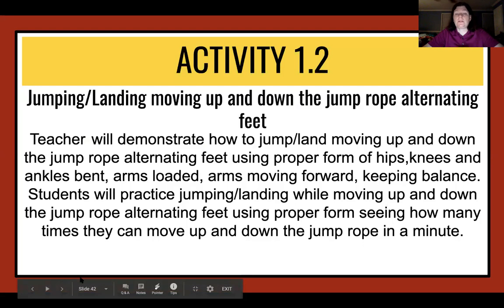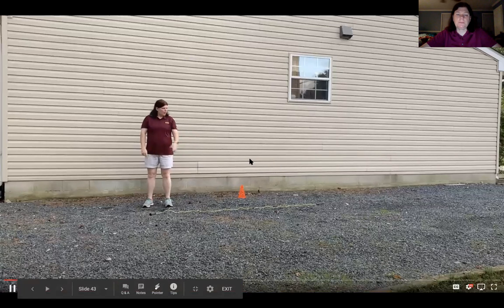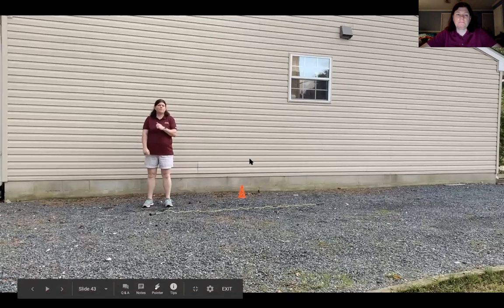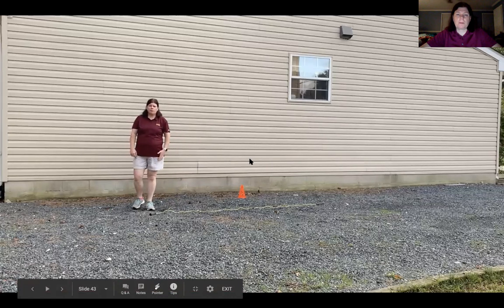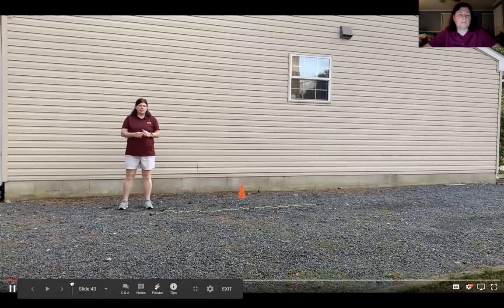Rope, move up and down the rope in a minute. Here's a demonstration. Okay, now we're going to go up and down the rope, alternating feet, jumping and landing on 1 foot, using the same cues: hips, knees, and ankles bent, and keeping our balance.